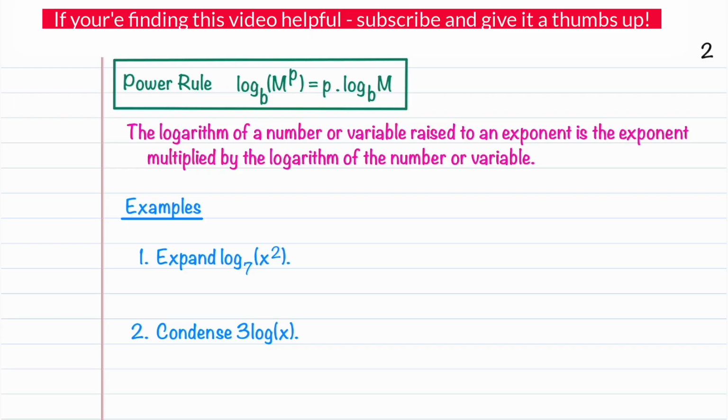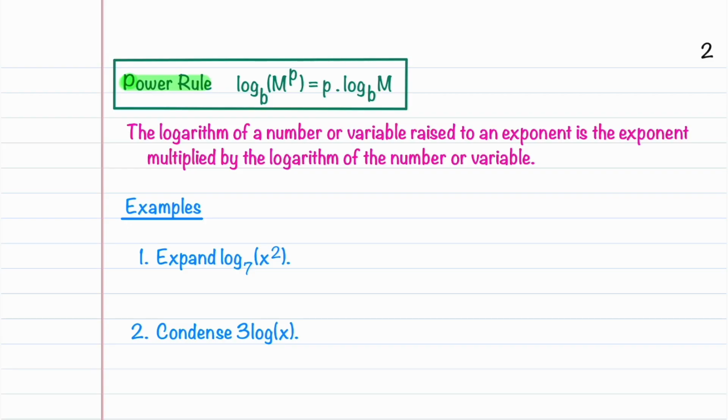The third main rule that we're going to look at is called the power rule. The power rule tells us that the logarithm of a number or variable raised to an exponent, let's highlight our exponent in yellow, is just the exponent multiplied by the logarithm of the number or variable. So what happens is when we have that p sitting up in the exponent, we can bring it out in front and take it out of the exponent. Let's look at some examples so that we make sure we understand how this works.